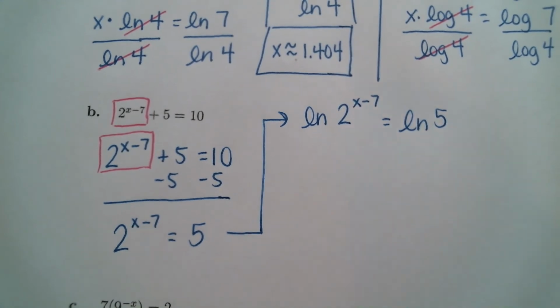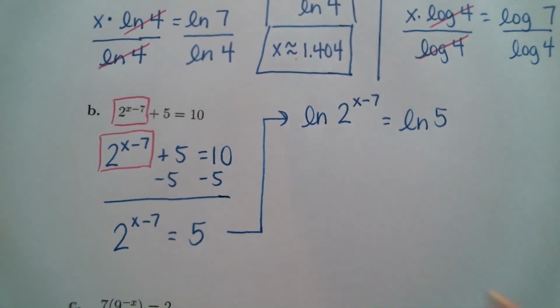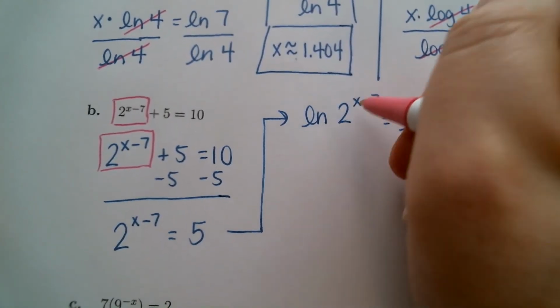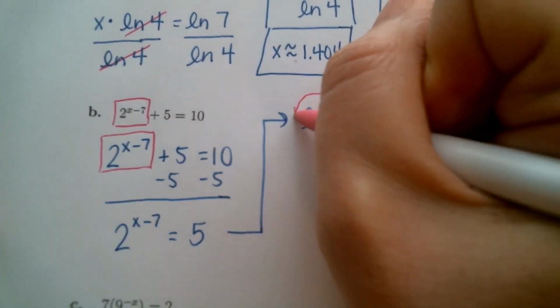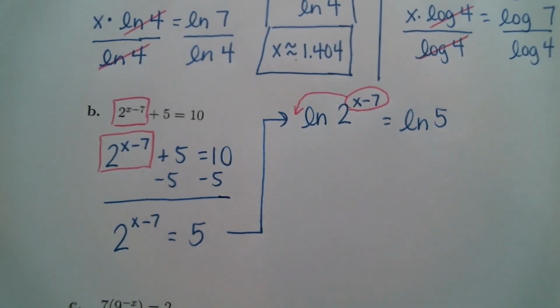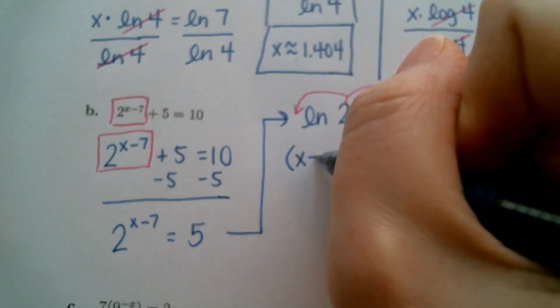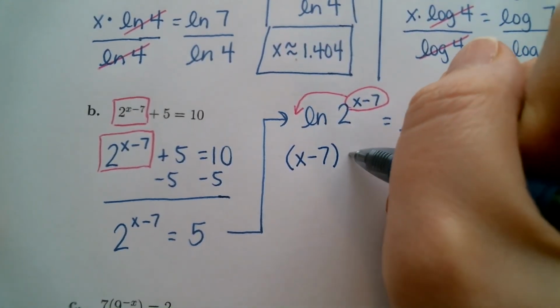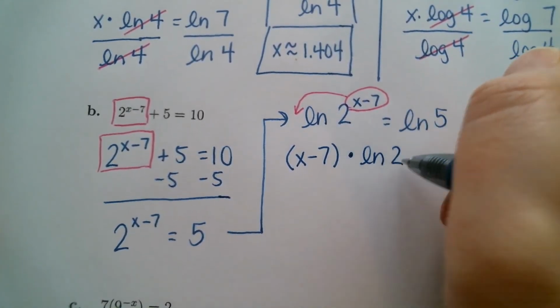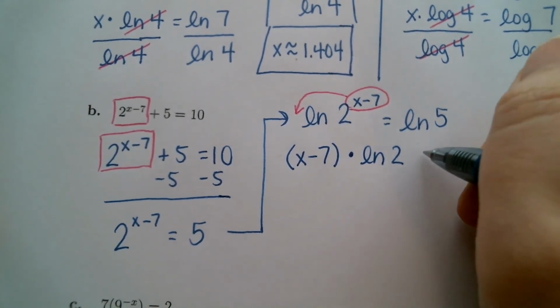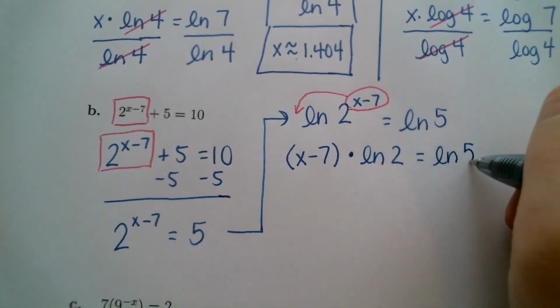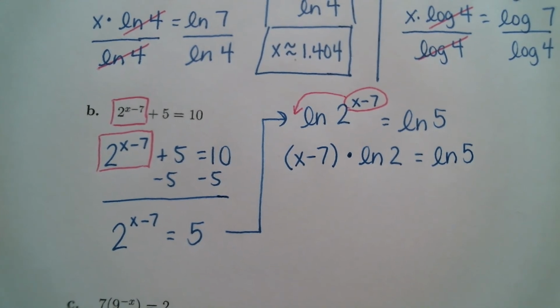Okay, so then on the left, I've got the logarithm of something to a power. The entire power is going to come down. It is a package deal, so I've got to put it in parentheses. That power is multiplied by the natural log of 2, which is a crazy number. The right side is the natural log of 5, which is a crazy number.